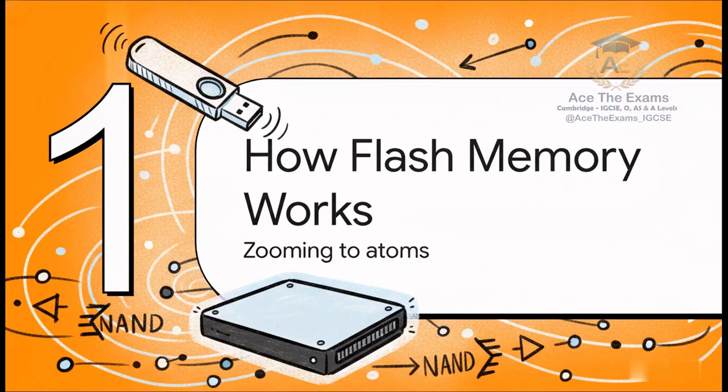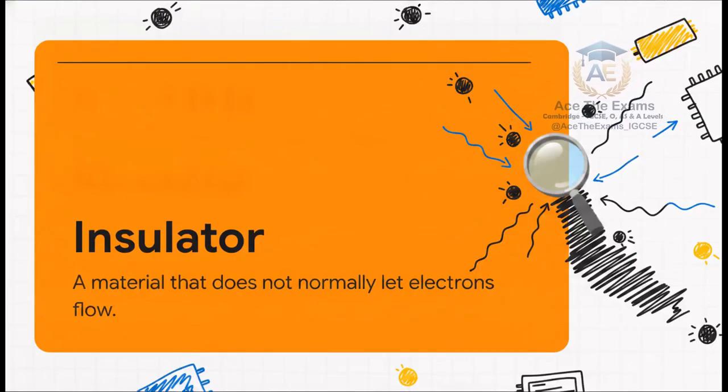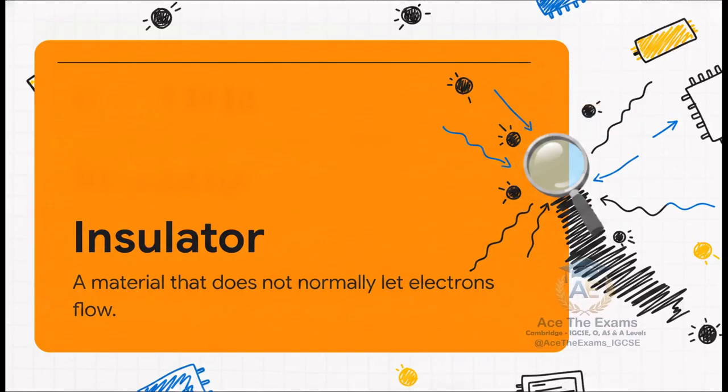Zooming to atoms. The syllabus explicitly requires you to understand solid-state storage, which is also commonly called flash memory. This is the exact tech inside your USB drives and SSDs. To really get it, we have to zoom way down to the atomic level. So all atoms are made up of electrons, right? These tiny particles constantly buzzing around. Now, an electric current is just a flow of these electrons.